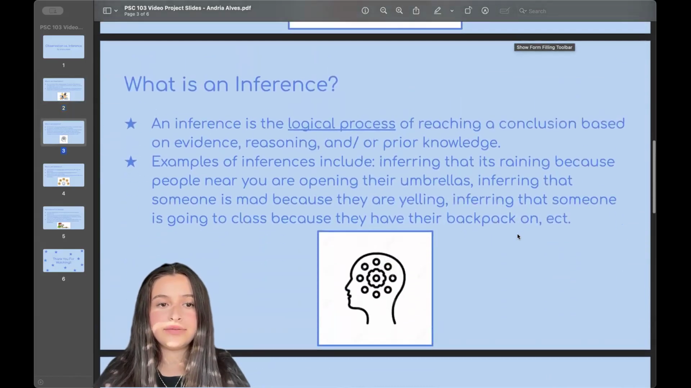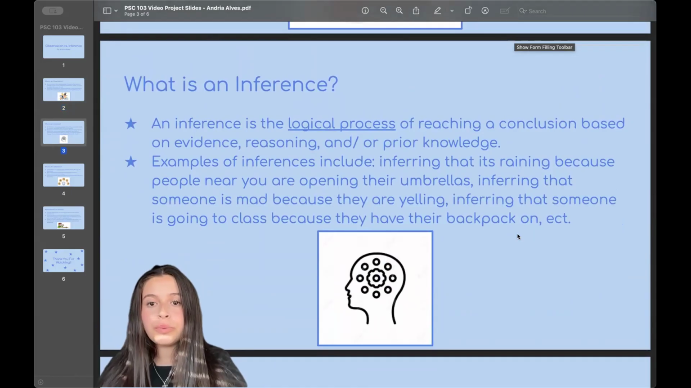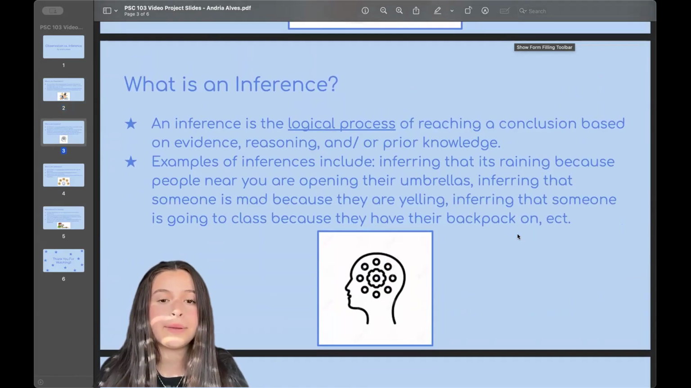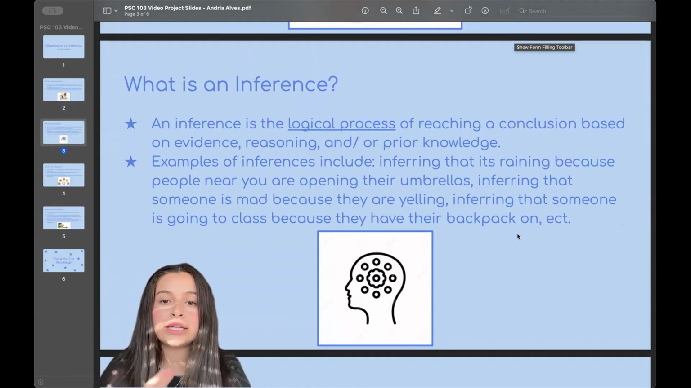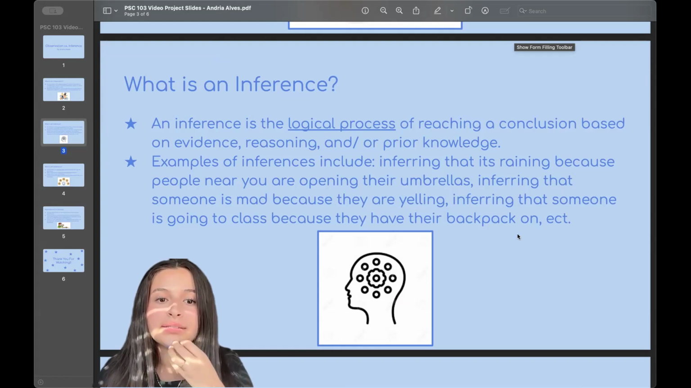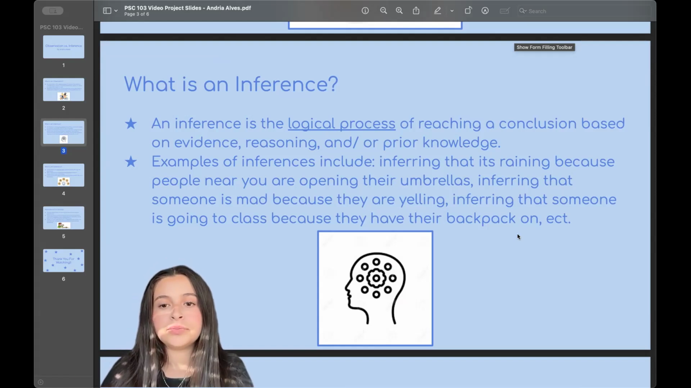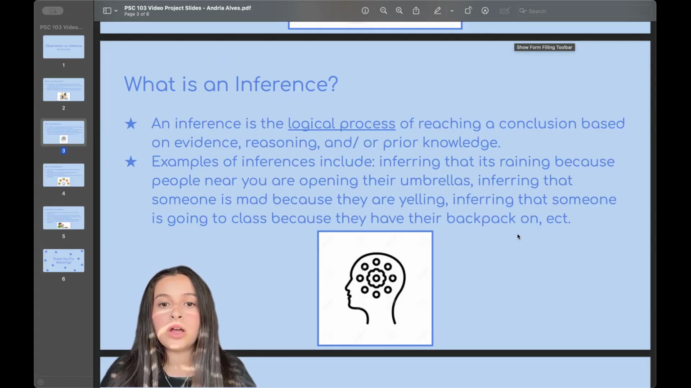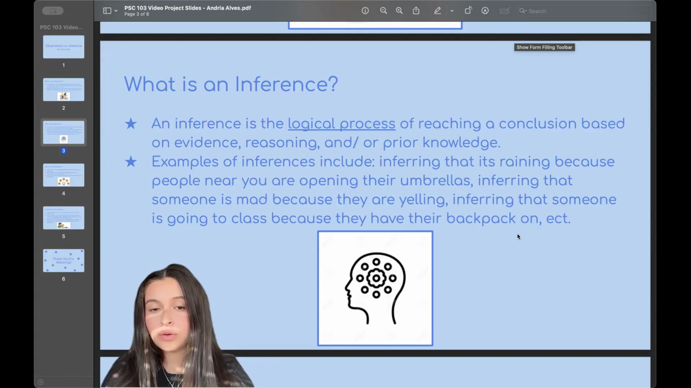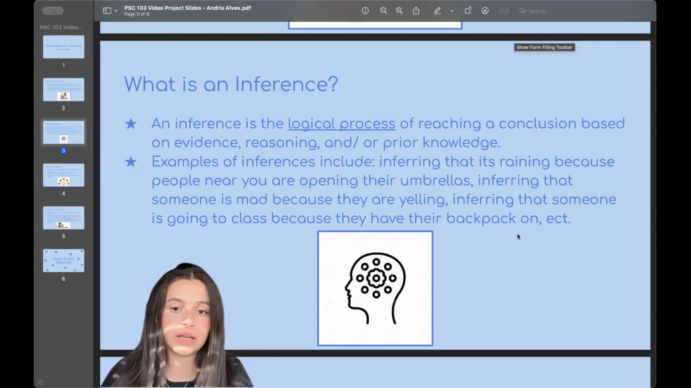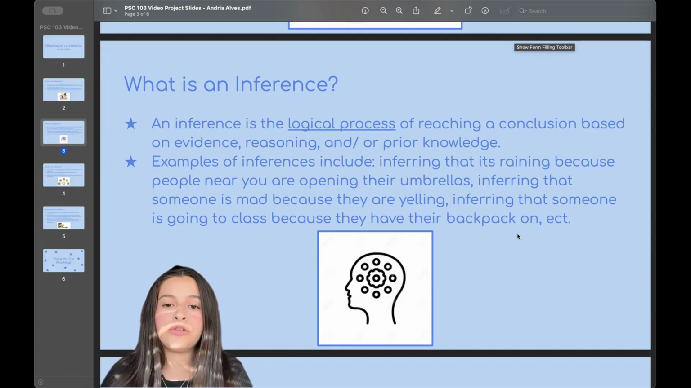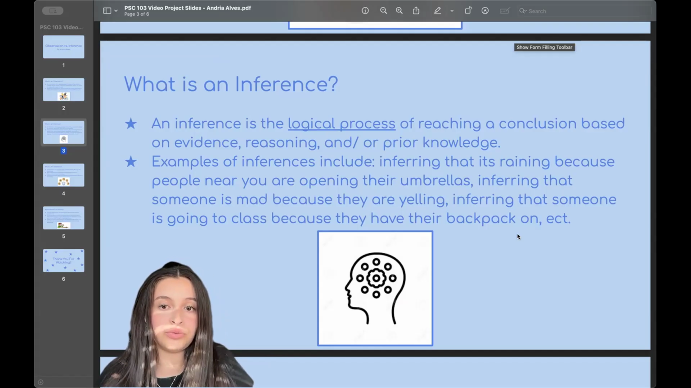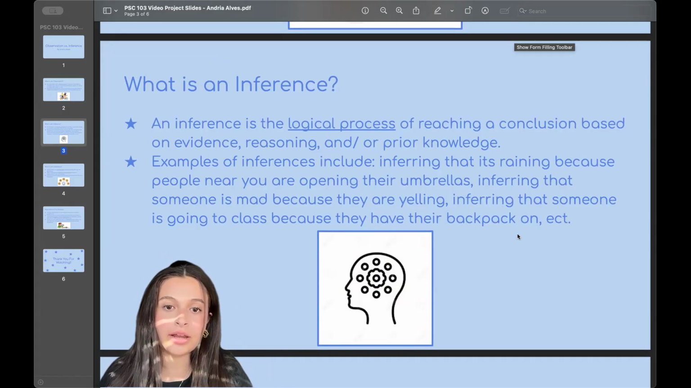What is an inference? An inference is the logical process of reaching a conclusion based on evidence, reasoning, and or prior knowledge. Examples of inferences include inferring that it's raining because people near you are opening their umbrellas. You are observing that people around you are opening their umbrellas with your sense of sight, obviously. And then you know from your prior knowledge that umbrellas are used when it's raining. So therefore you come to your inference that it is raining outside.